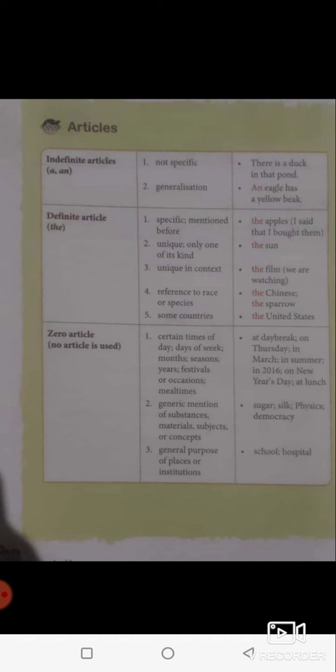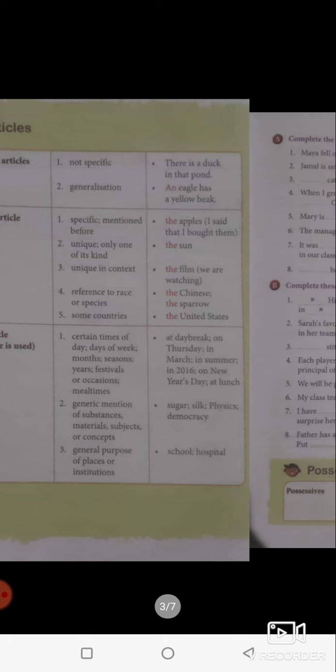Generic mention of substances or materials or subjects or concepts like sugar, silk, physics, English, democracy, all these nouns would not carry any article in front of them. The general purpose of places or institutions like school, hospital, church, would not have any specific article in front of them. When you specify anything, then you have to use the definite article.